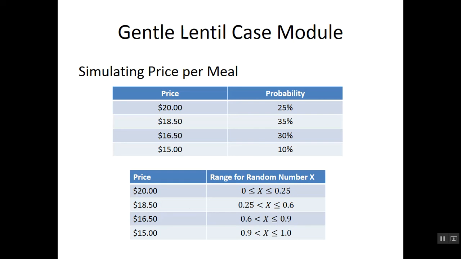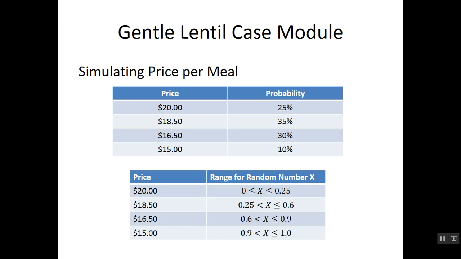Similarly, the next 30% of numbers should be assigned to $16.50. So from 0.6 to 0.9. And lastly, the last 10% of random numbers should be assigned to $15. So that's from 0.9 to 1. So this is how I'm going to assign my random numbers. We'll randomly generate a number between 0 and 1, and based on where it falls in these ranges, we'll assign the price per meal we feel Sanjay can charge.